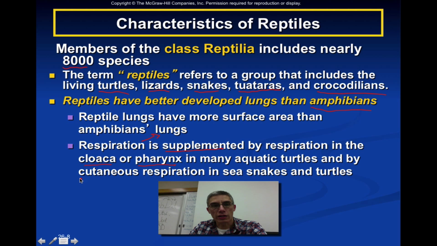And so this is that idea, again, coming into play of that cutaneous respiration that we had seen in the amphibians. So most of the time you're not going to see this type of respiration occur, but in some aquatic species you might actually see it happen. So this might occur in aquatic turtles and even some of your sea snakes.